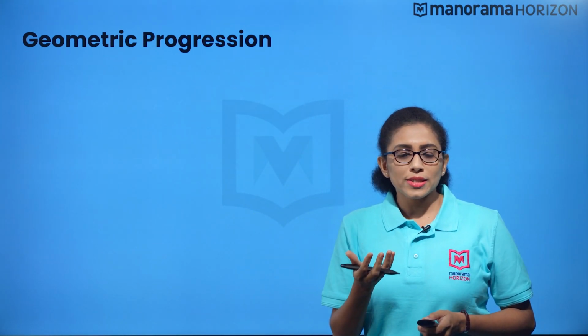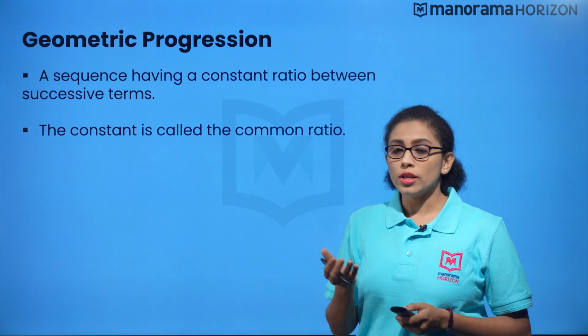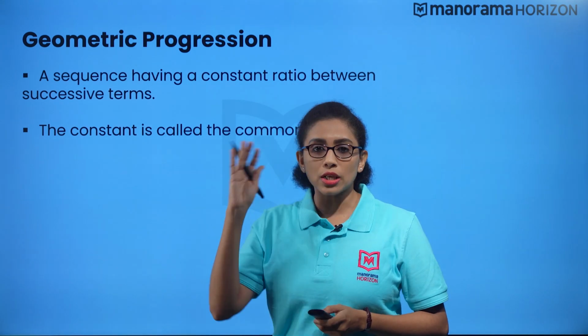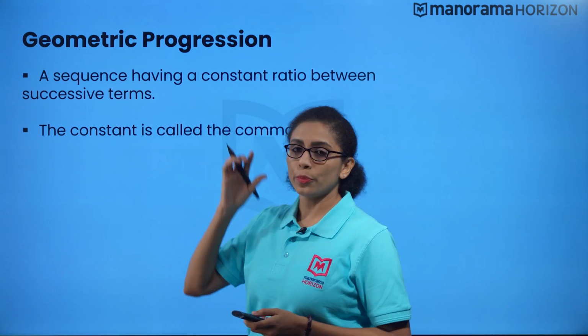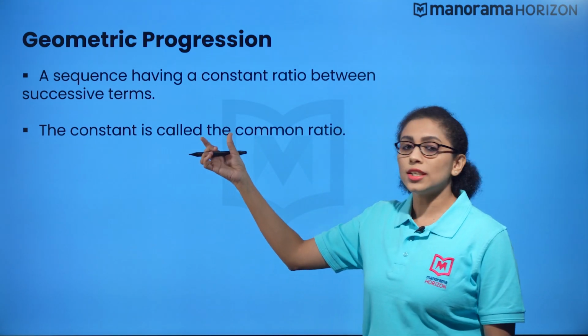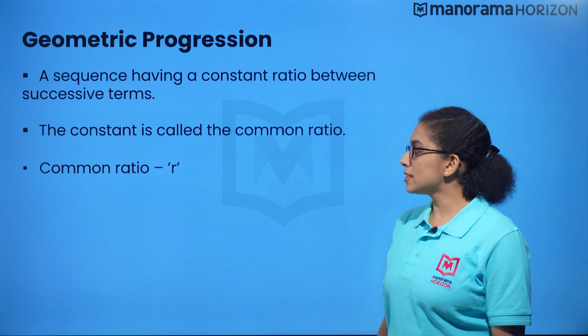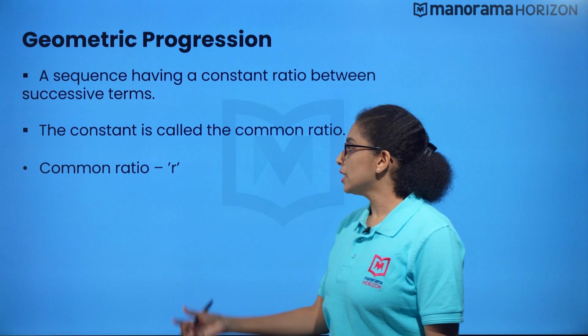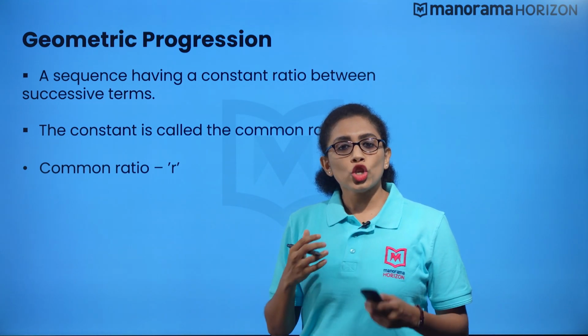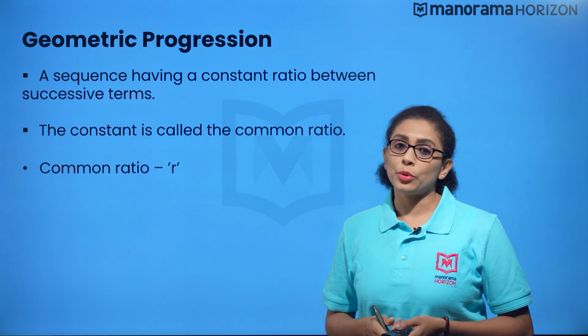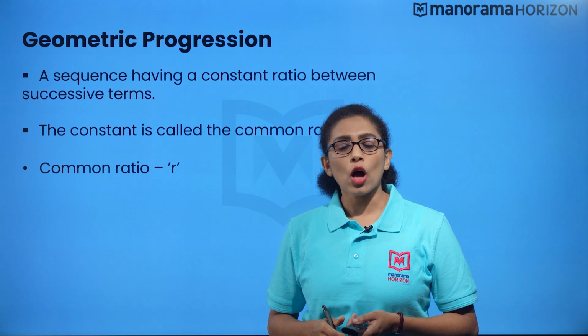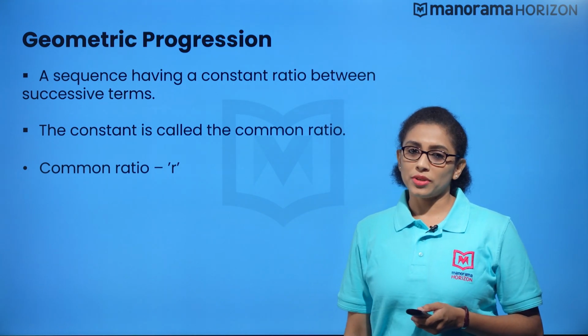When a sequence has a constant ratio between its successive terms, it is called a geometric progression. The constant term is called the common ratio, and it is represented by the letter R. Geometric progression is often abbreviated as GP. Now, let's look at some examples.